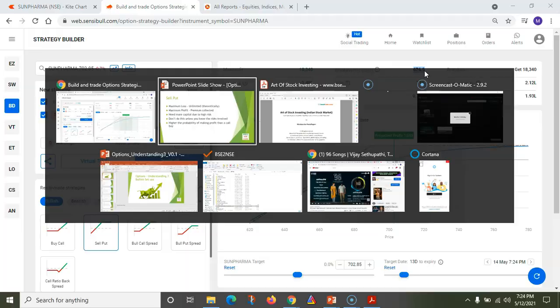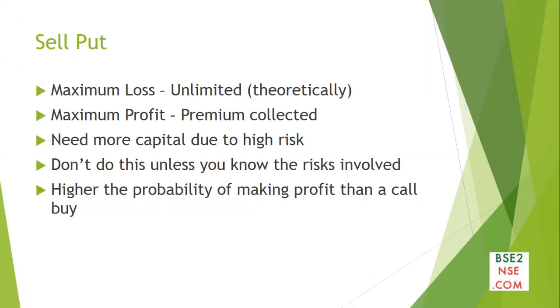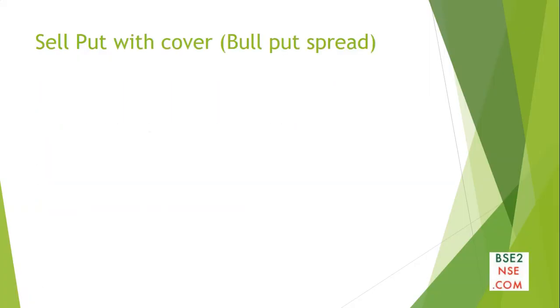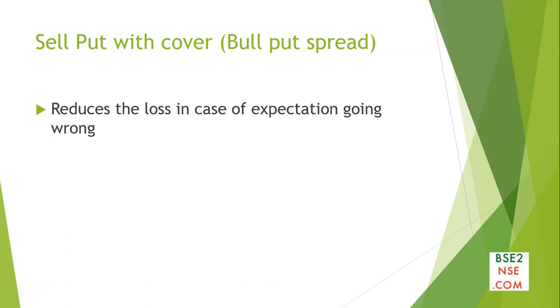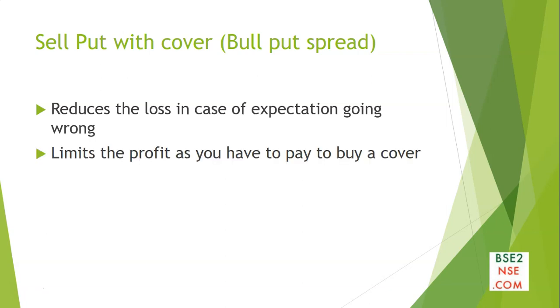Now let us see how to do it with a cover. Sell put with cover, that is you are bullish and we are creating a spread using put. It reduces the loss in case of expectation going wrong. We were bullish and the current price is 700 and we wanted to sell a 690 put in case our anticipation goes wrong. Because of heavy FII selling, the entire market goes down and Sun Pharma also goes down to say 650 or 640. Then you will be incurring heavy loss.